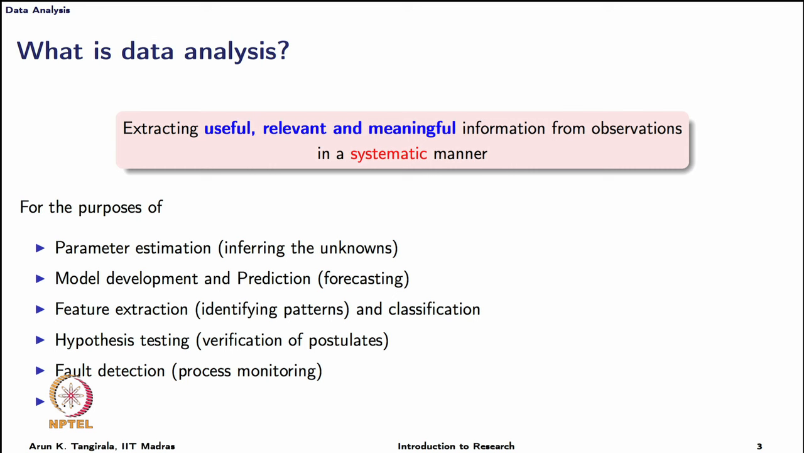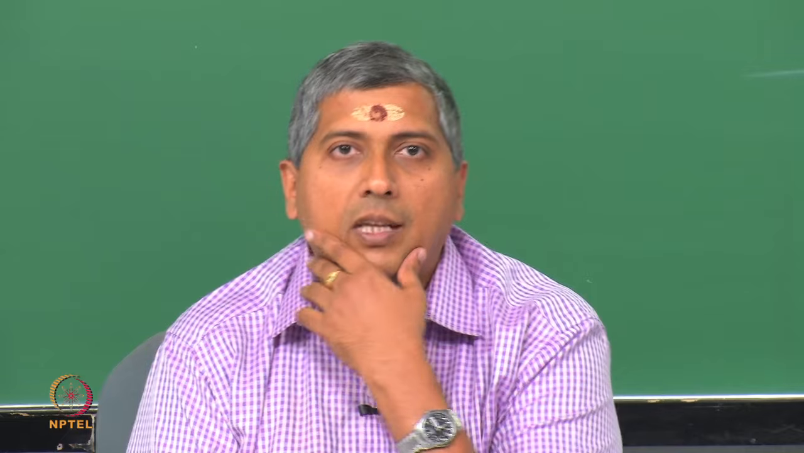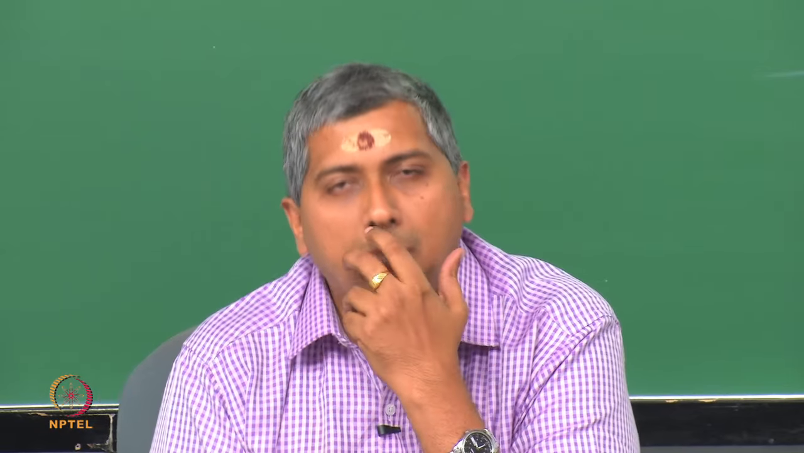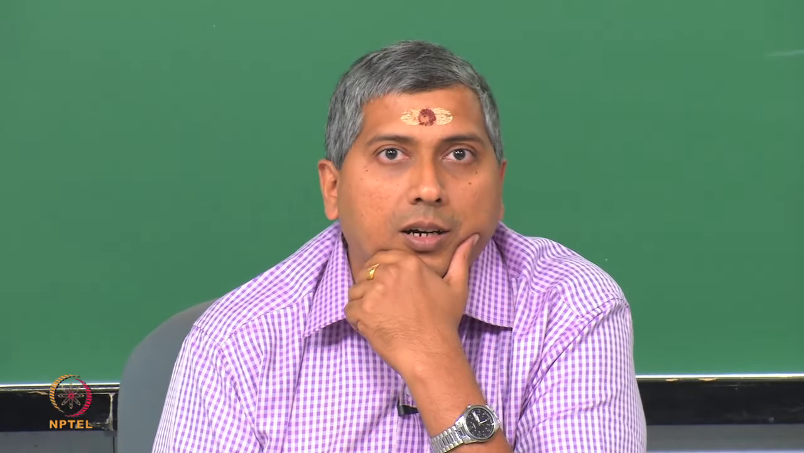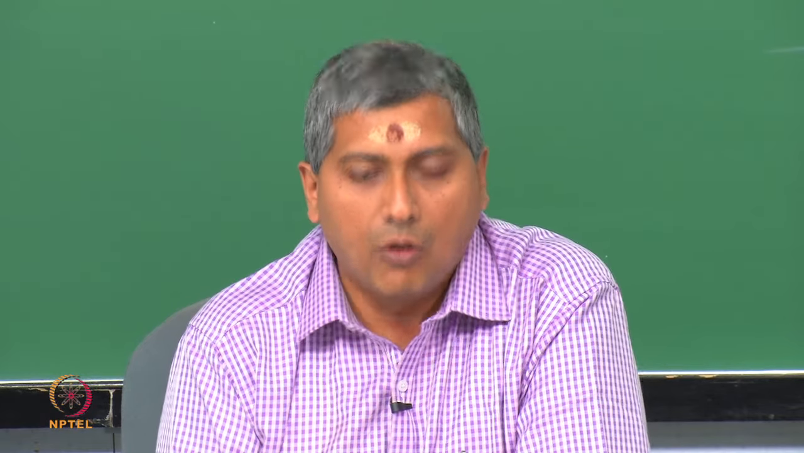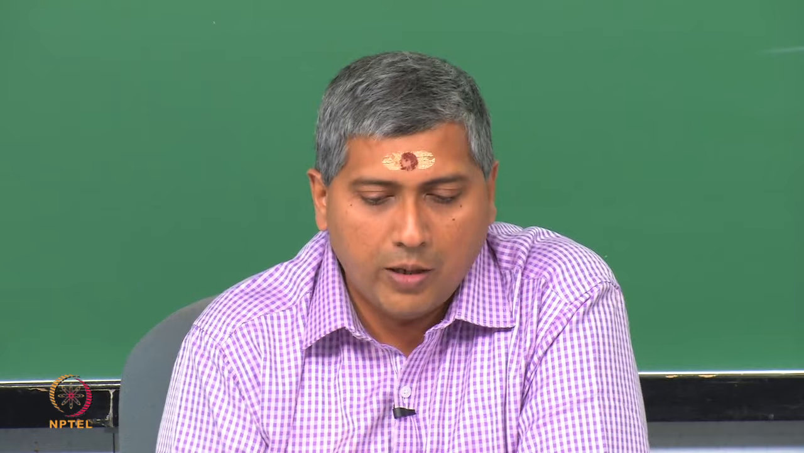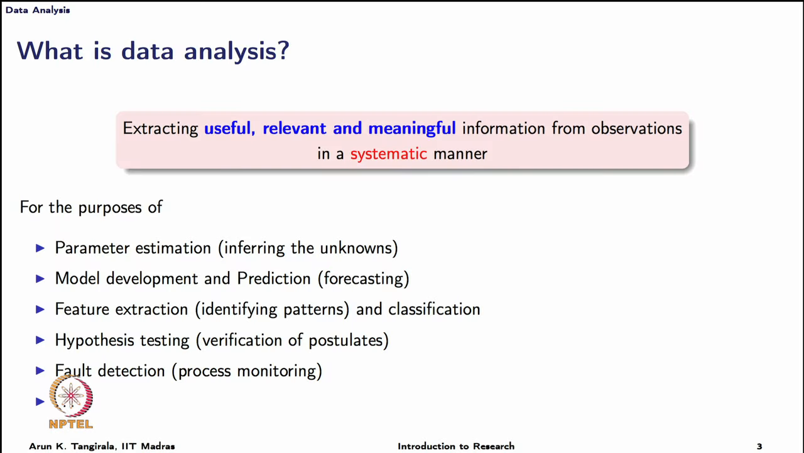Then of course, we have the ubiquitous model development. Many of us collect data to develop models between two or more variables. And why do we develop models? Largely for predicting the variable of interest. A technical term for prediction is also forecasting in econometrics and social sciences. It is a very common term, and that is a huge field in itself.